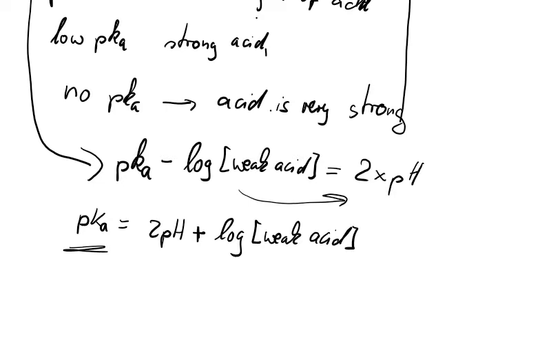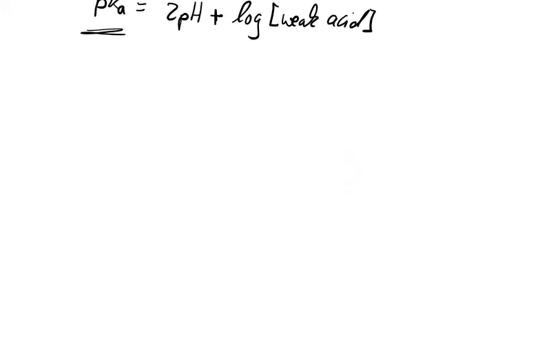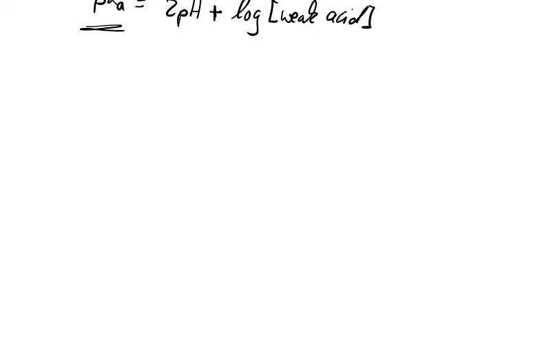So 2 pH plus log weak acid. Okay, does that make sense? We also said there is a relationship between pKa and pKb. pKa plus pKb, if we add them together, we get what? What's the magic number? 14. We get 14 again.